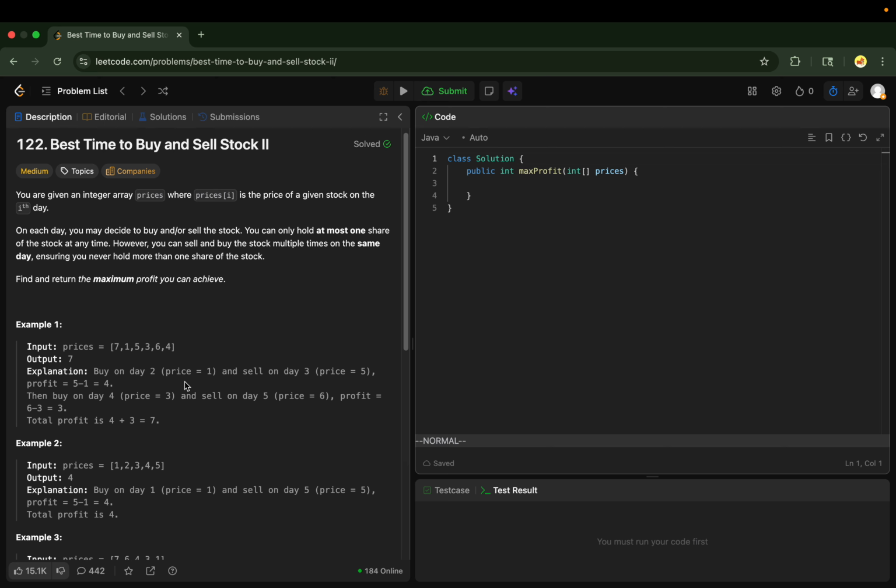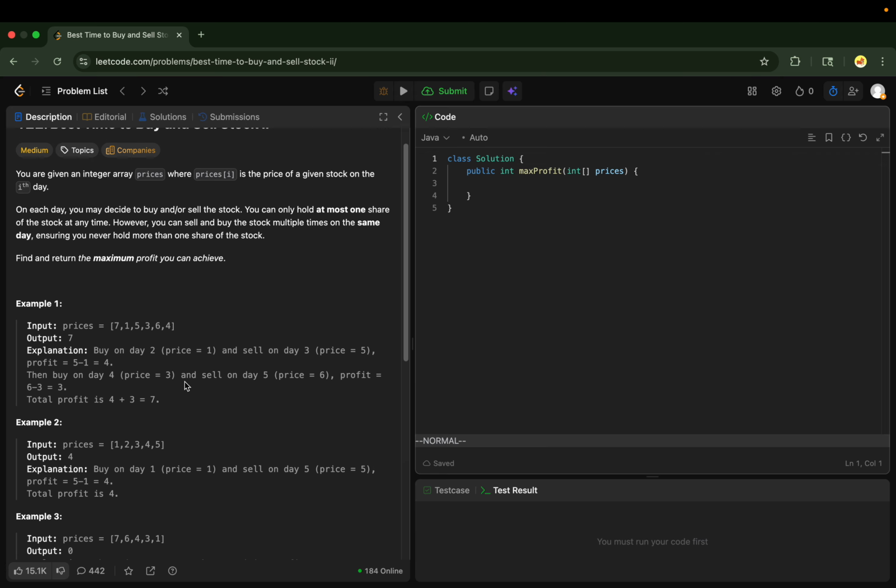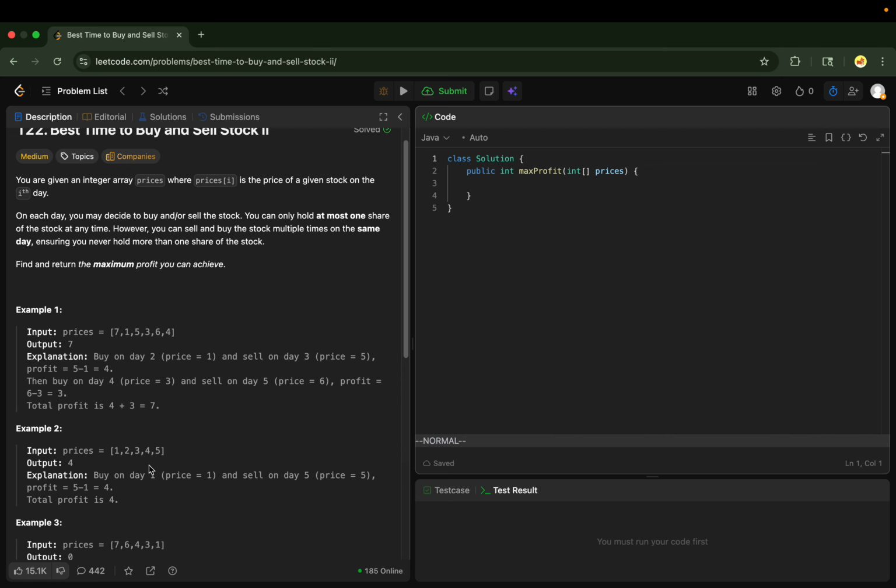Okay, I can buy multiple times and sell multiple times. This is different from the first version. You can see here in this example, buy on day 2 and sell on day 3, we get profit 4. And then buy on day 4 and sell on day 5, this one is profit.